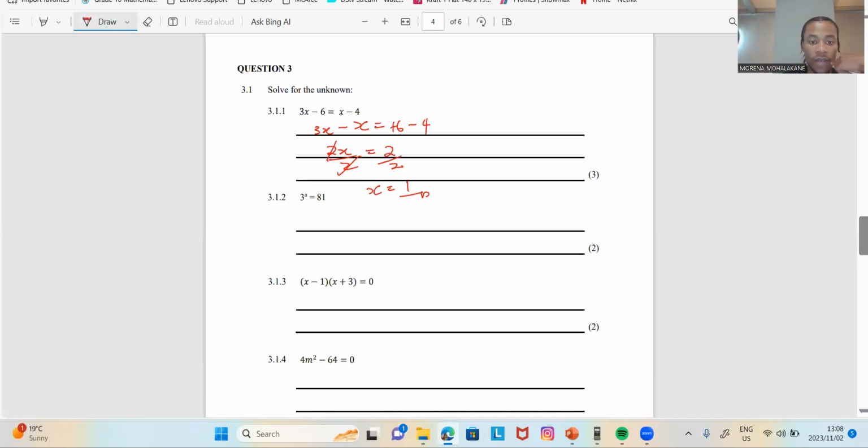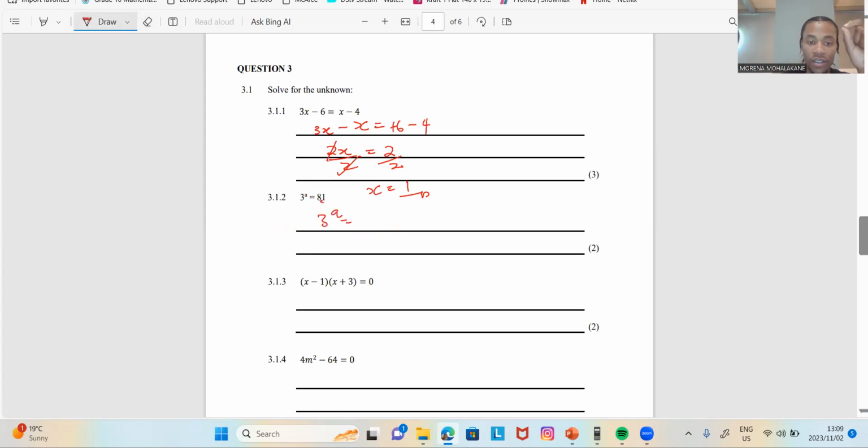Now, getting to the second one, you have 3 exponent a equal to... Stop saying 3 to the power a. This thing here is called a power. It's made up of a base and an exponent. So you say 3 exponent a, not power. Good. So I have 3 exponent a.